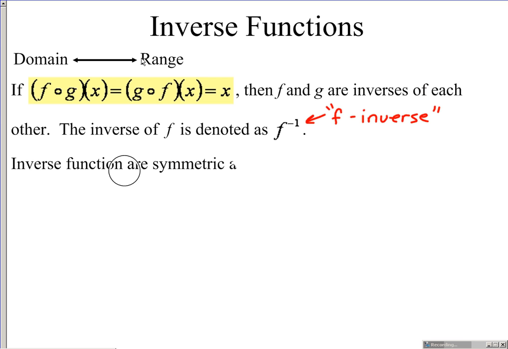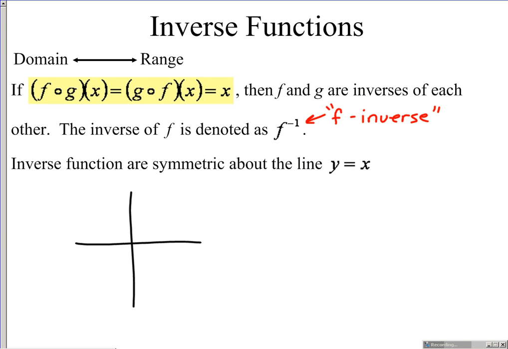Inverse functions are always symmetric to each other about the line y equals x. Remember what our line y equals x looks like. Y equals x splits quadrants 1 and 3 diagonally. So if we're dealing with two functions that are inverses of each other, if I graph both of those functions, and I fold the coordinate plane diagonally over that line y equals x, both halves of our graphs should match up if the two functions are indeed inverses of one another.